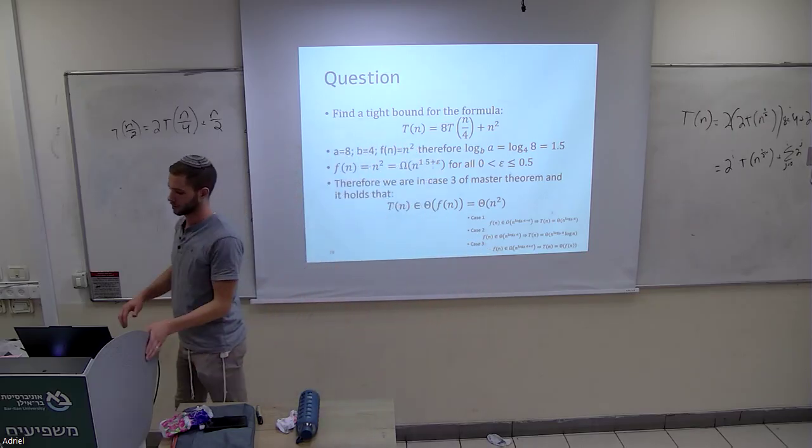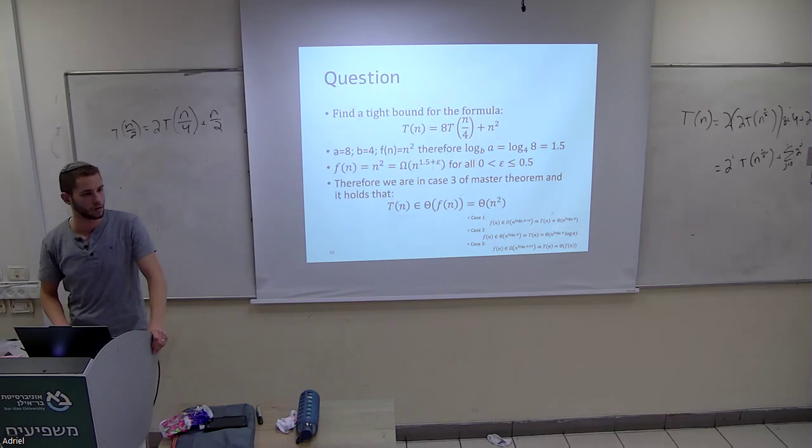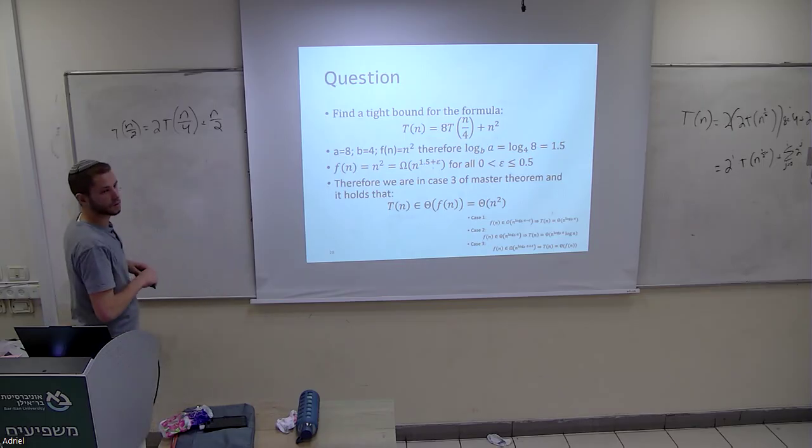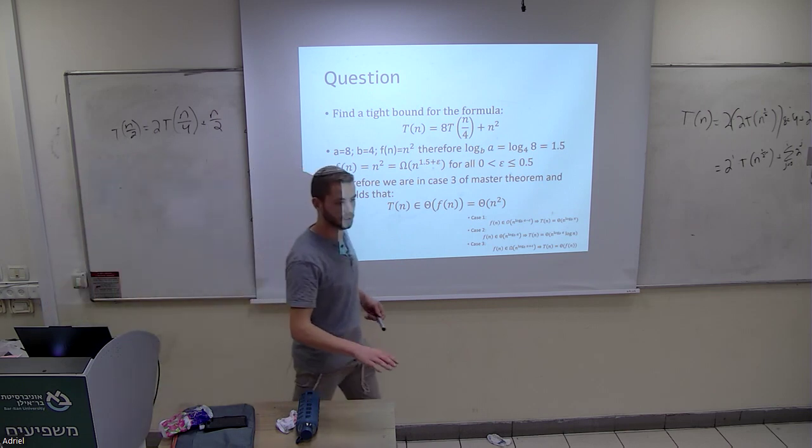a f of n over b should be less than k f of n for some k less than 1. Yeah, that thing. That's the regularity condition. It's okay, we won't demand this.